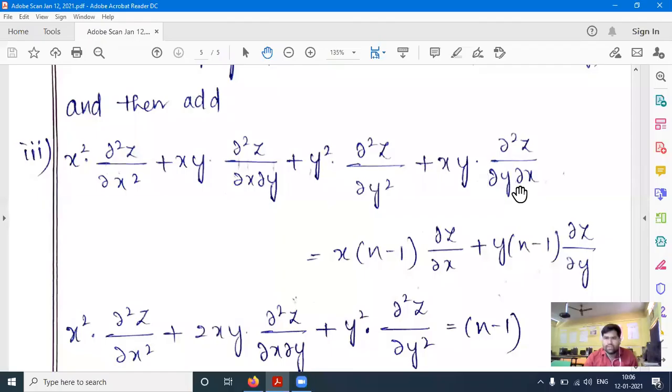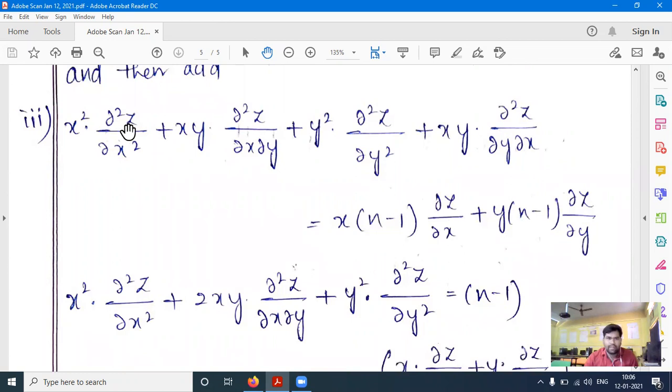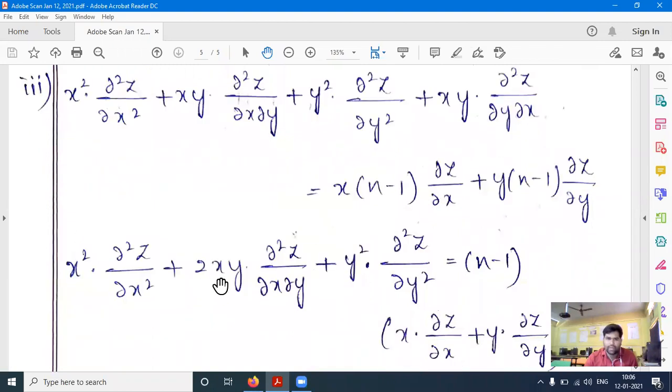xy into ∂²z/∂y∂x is equal to, on the right side, the first one with x and the second one with y. So x into (n minus 1) into ∂z/∂x plus y into (n minus 1) into ∂z/∂y. So here x² into ∂²z/∂x² plus xy ∂²z/∂x∂y is there, and here xy ∂²z/∂y∂x is there. So then what happens? That is 2xy ∂²z/∂x∂y plus y² into ∂²z/∂y².